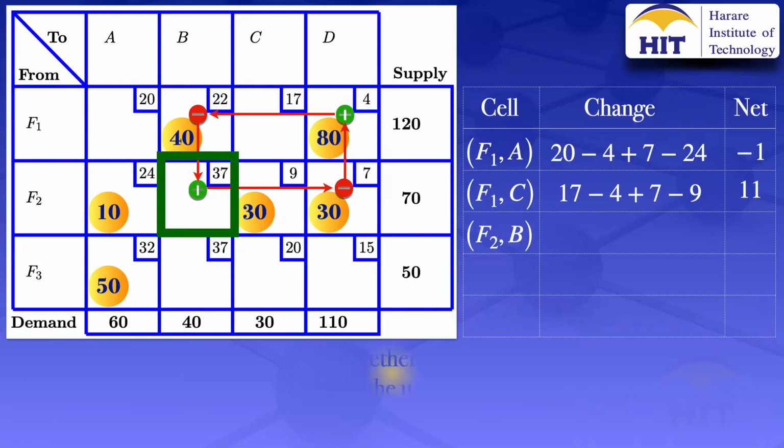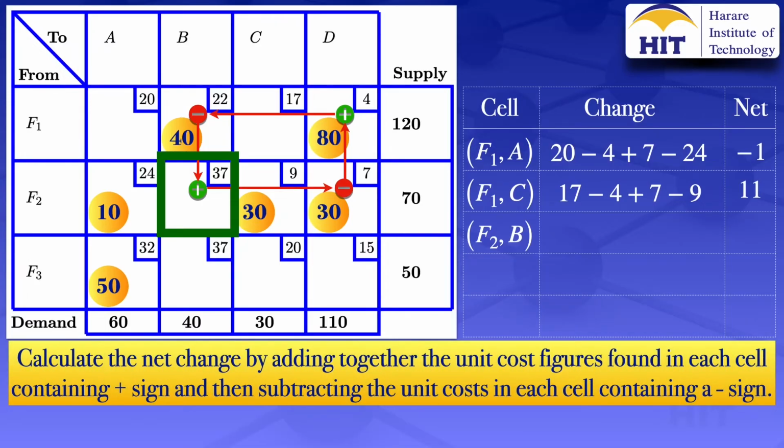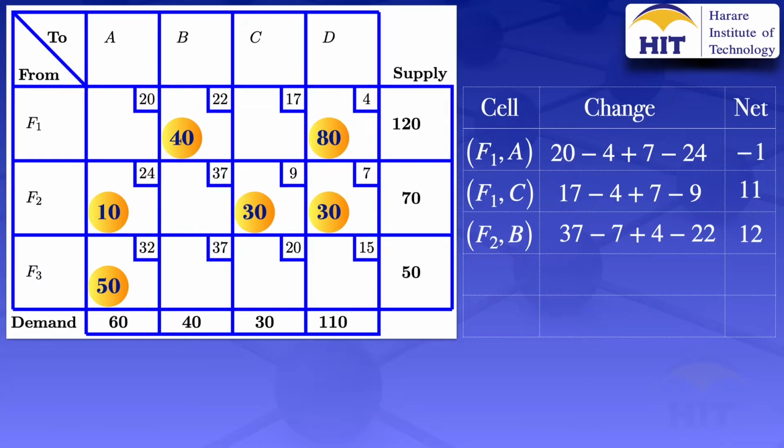And then we go on and calculate the net change by adding together the unit cost figures found in each cell with a positive sign, and then subtracting the unit costs in each cell containing a negative sign. So in this case, our change there will be the 37 minus 7 plus 4 minus 22, and that will give us a net change of 12. We are done for this cell. We now move on to the next unoccupied cell.